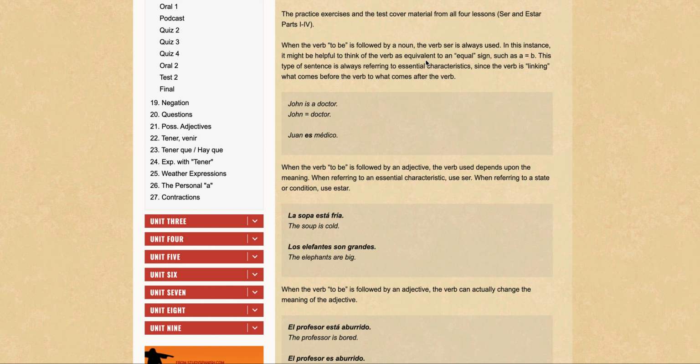Alright, so let's look at this. It says John is a doctor. John equals doctor, because is means equals in these cases. So John equals doctor, and because of that you can replace equals with es: John es médico. So basically the rule states that when the verb to be is followed by a noun, the verb ser is always used.